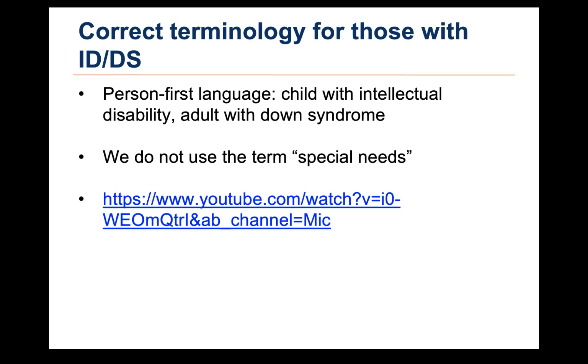Okay, the last topic I want to discuss is proper terminology when talking about a person with intellectual disability or Down syndrome. The preferred terminology uses person-first language. What I mean by that is you put the person before the disability. So, a child with intellectual disability or an adult with Down syndrome, not an intellectually disabled child or a Down syndrome adult. We also don't use the term special needs, and we definitely don't call a participant a special needs kid or a special needs adult.